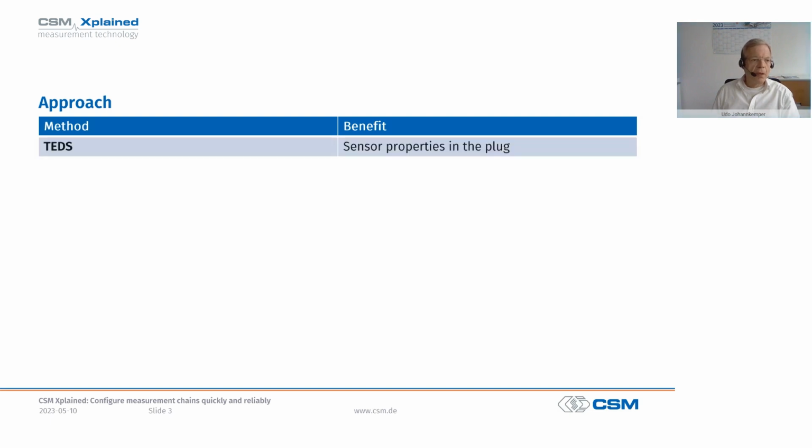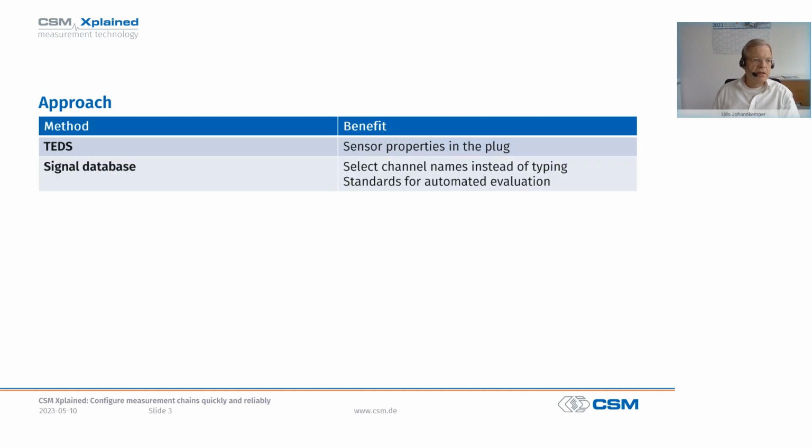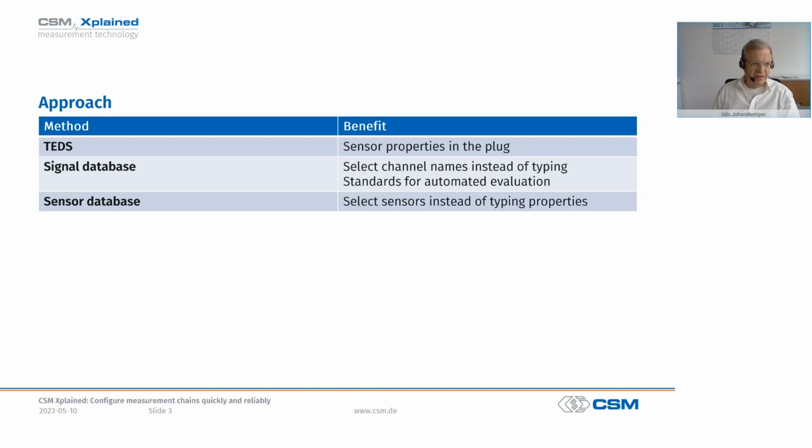So we will talk about TEDs, where sensor properties are in the plug. We will think about signal databases, which may allow selecting channels instead of typing and will provide standards for automated evaluation. We will talk about sensor databases to select sensors instead of typing properties and replace TEDs, for example. And we will think about measurement schemes, which allow the preparation of complete sets of signals.